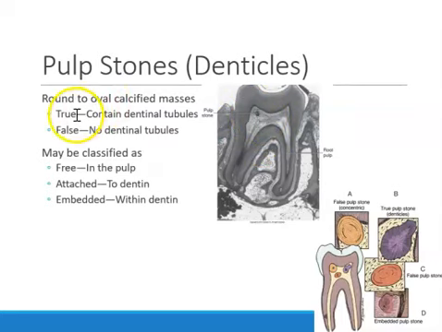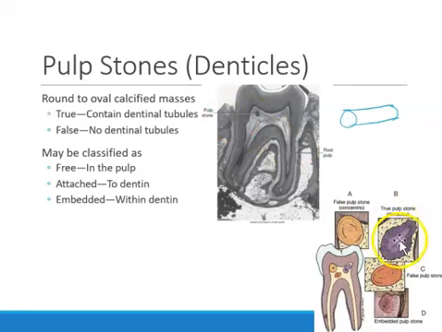And so there's true denticles. Pulp stones, by the way, are also known as denticles. So there's true denticles and there's false denticles. True denticles have dentinal tubules like dentin. So they contain dentinal tubules. If you look at true dentin, remember these are your dentinal tubules. These are those long tubes that we see inside the dentin. And so if you see a true stone, a true denticle or a true pulp stone, there is a tube.